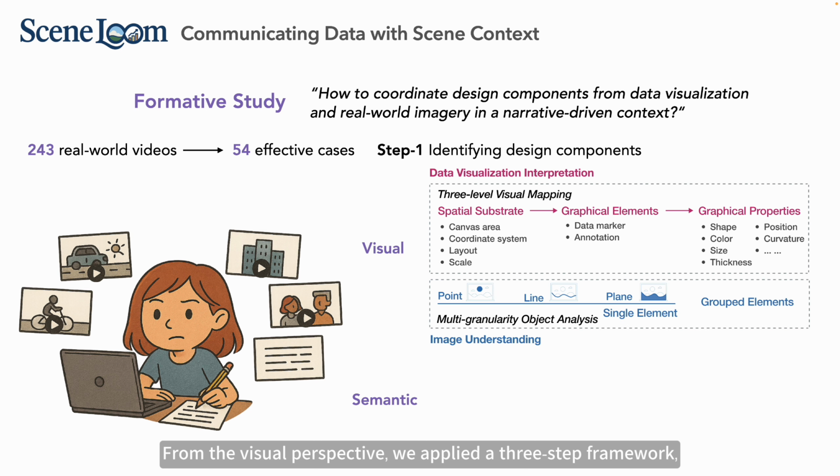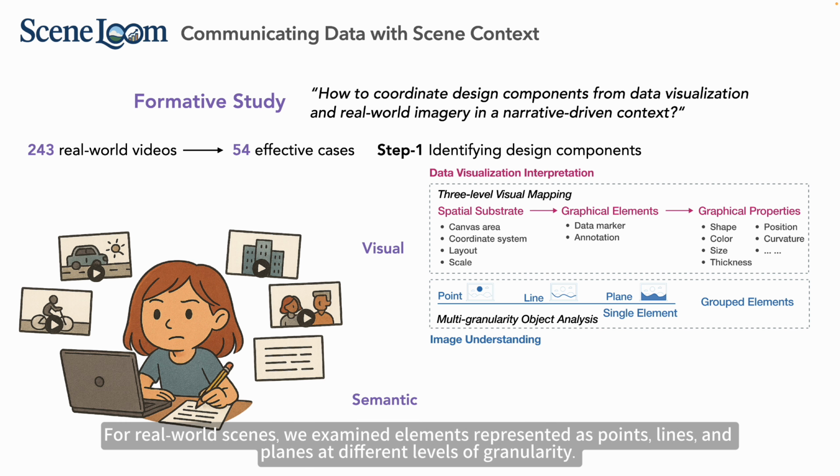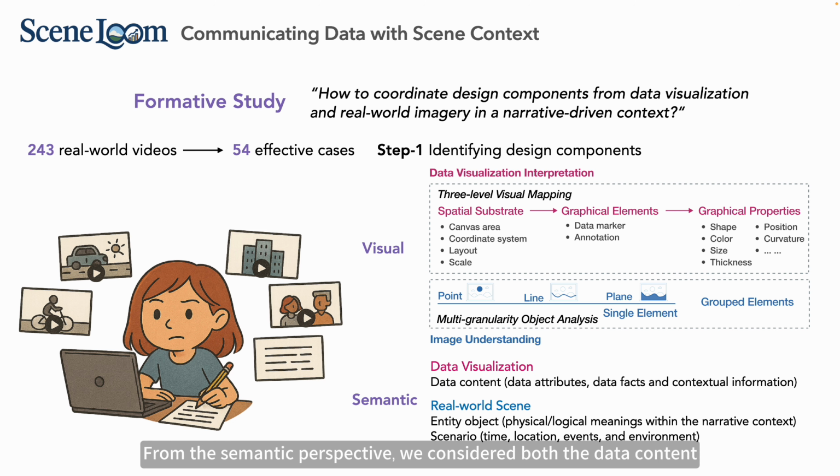From the visual perspective, we applied a three-step framework: spatial substrates, graphical elements, and graphical properties, to analyze data visualization components. For real-world scenes, we examined elements represented as points, lines, and planes at different levels of granularity. From the semantic perspective, we considered both the data content and the semantic meaning of entities and scene descriptions.